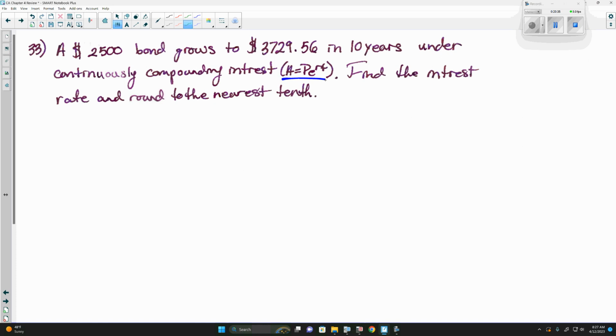Find the interest and round to the nearest tenth. One thing I will ask is that you do set the problem up first, and we're going to plug our values in. A, the amount, is equal to our principal, our starting amount. A $2,500 bond grows to $3,729.56 in 10 years under continuously compounding interest. Find the interest rate. So we have our principal, e. They didn't tell us the rate, but they told us the time was 10.